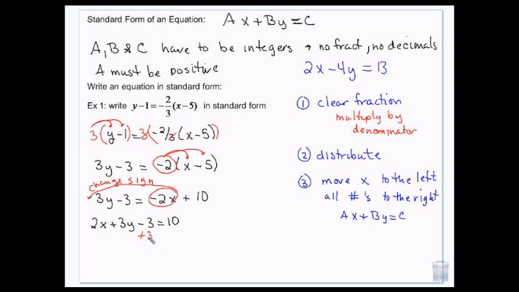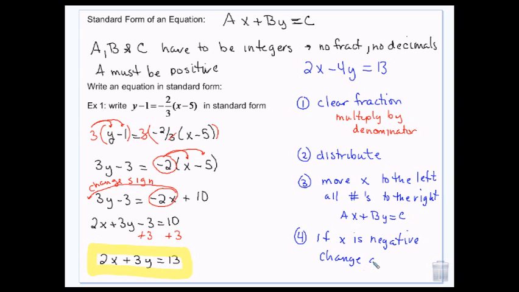And then I'm going to add 3 to both sides. And now I am in standard form. So one other step, if x is negative, we need it to be positive, so you change all of the signs. And I will give you an example of that. I just want you to have this step.